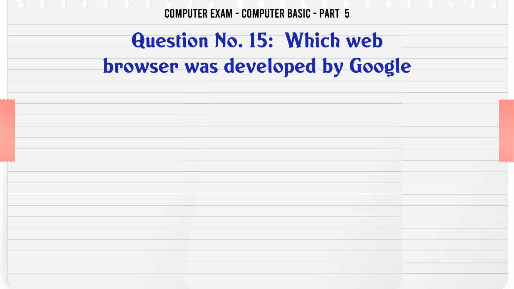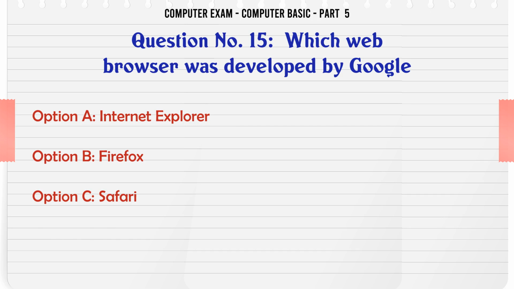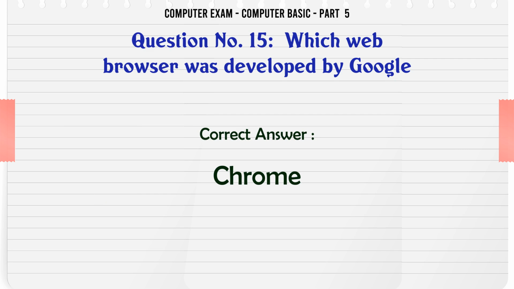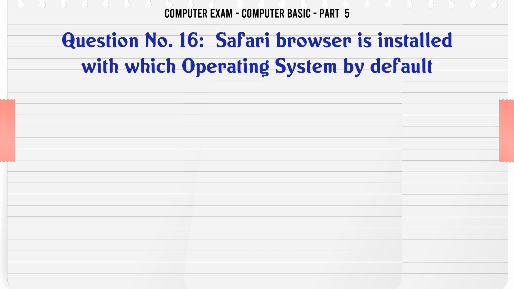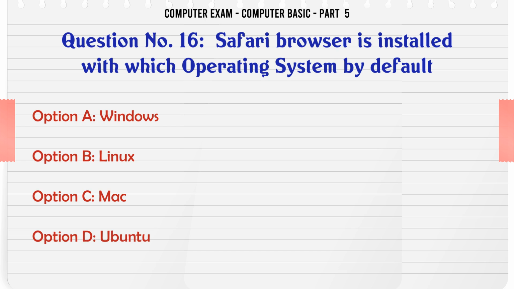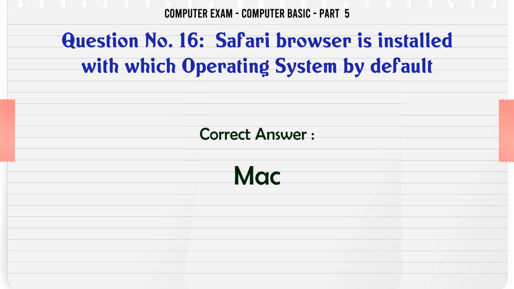Which web browser was developed by Google? A. Internet Explorer. B. Firefox. C. Safari. D. Chrome. The correct answer is Chrome. Safari browser is installed with which operating system by default? A. Windows. B. Linux. C. Mac. D. Ubuntu. The correct answer is Mac.